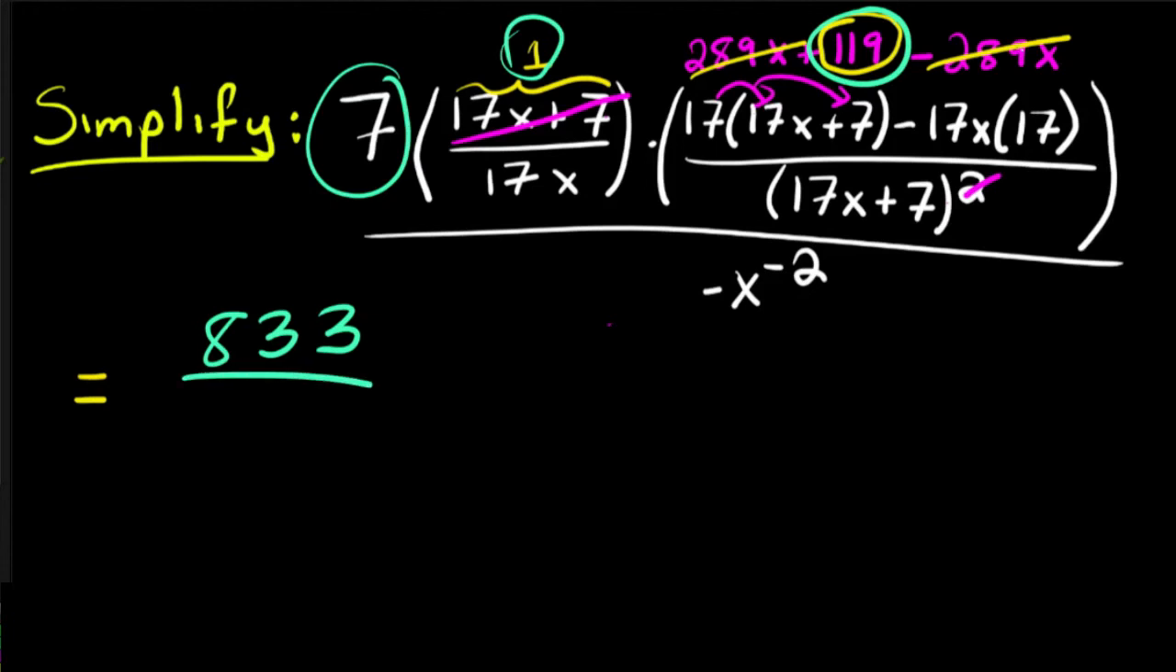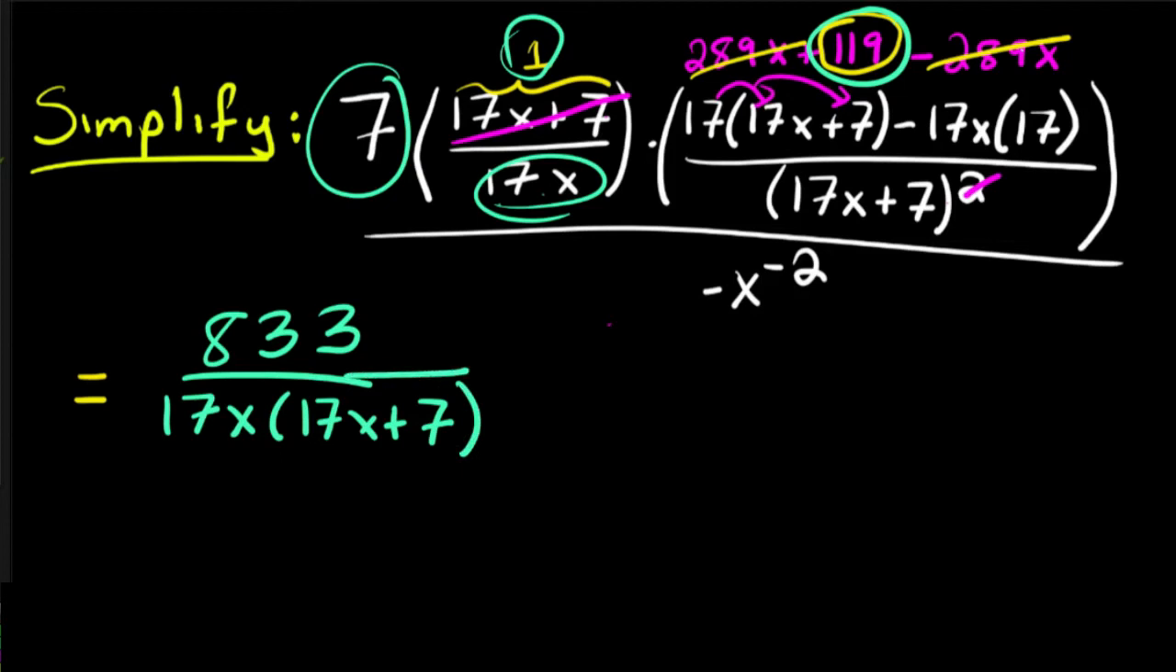And then on the bottom, I'm going to have 17x times, so that's this guy, times 17x plus 7. And this is all over negative x to the negative 2. Might as well just write that as negative 1 over x squared, so just turning this into its reciprocal to get rid of the negative exponent. Okay.